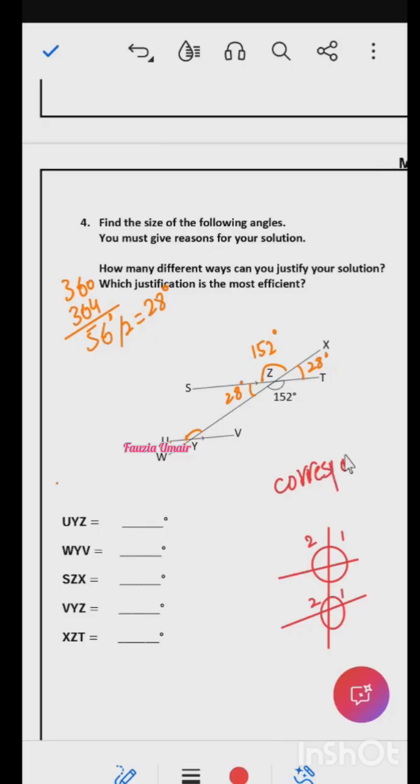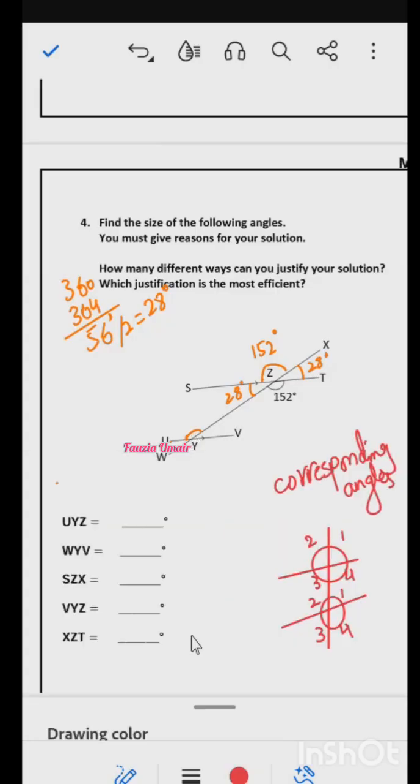ठीक है? So ये transversal की property है कि when there are transversal lines, these angles are called corresponding angles. ठीक है? If this is angle 3, this will also be angle 3. If this is angle 4, this should also be angle 4. It's like ये पूरा set आप यहाँ पर रख देते हैं. So if this is 152, what will this value be?